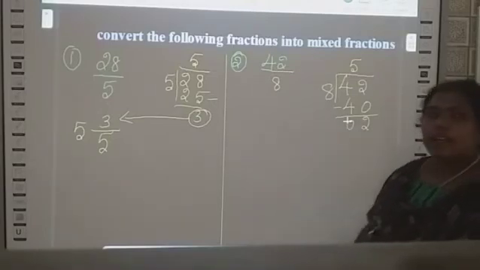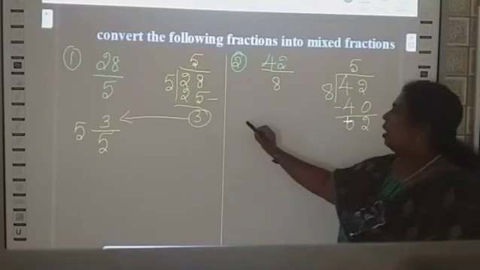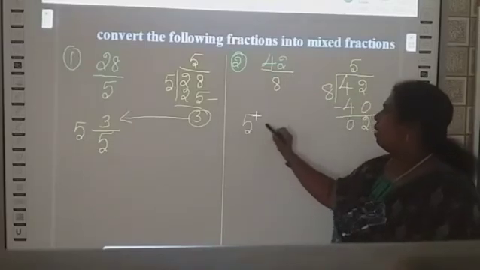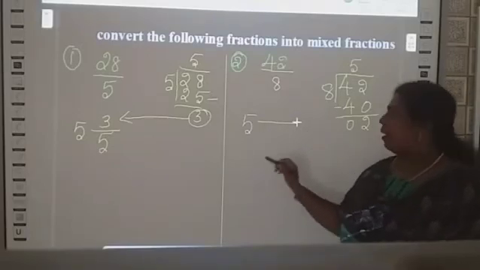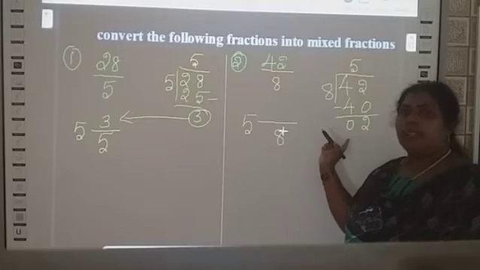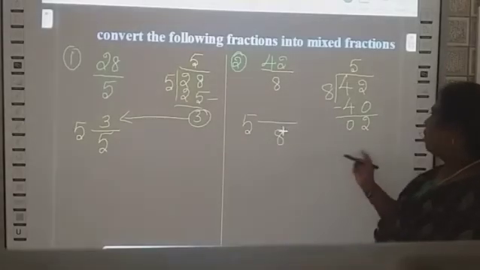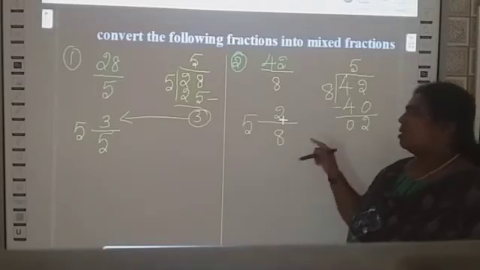So how can we write the mixed number here? The quotient you have to write first. Quotient is 5. Then the denominator value is 8 only, that is the divisor, right? Then the remainder is the numerator. Remainder is what? 2. 2 is the remainder.